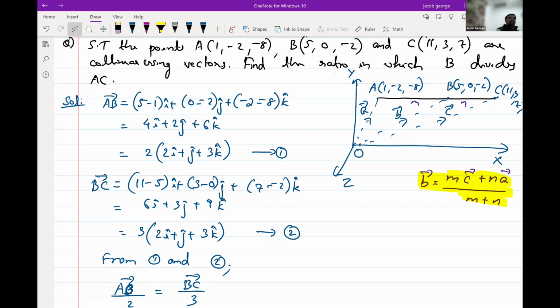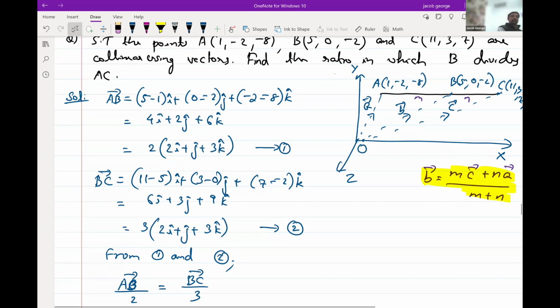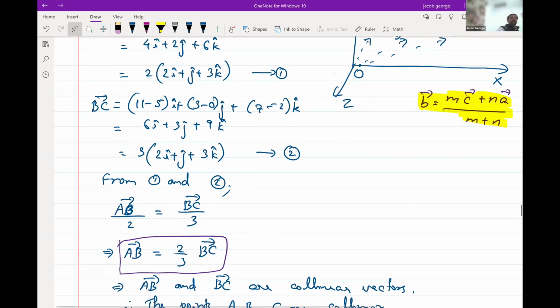So using distance, we can find out by finding magnitude, or like this using vectors also you can easily write. Calculations are okay, right? AB vector finding is okay. BC vector is clear. Because of the common factor, we wrote AB by 2 and BC by 3 are equal, or AB vector is 2 by 3 times of BC vector. That is enough to write they are collinear vectors. Collinear means one vector will be scalar multiple of the other. Clear?